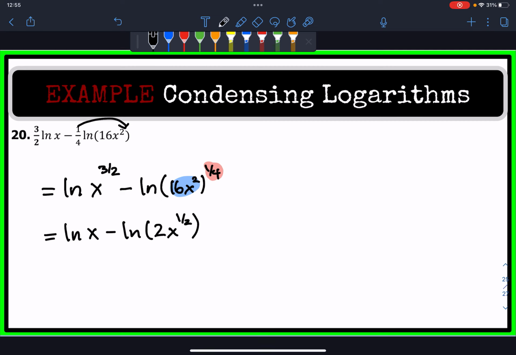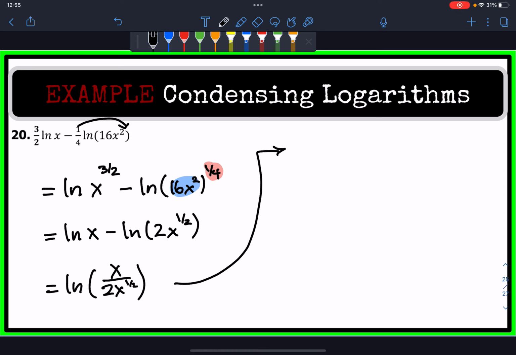Now to condense this, I will apply the quotient property. If I use the quotient property, this condenses it to the natural log of x divided by 2x to the 1/2. And now simplifying that answer, we divide the x's. So we have 1 divided by 1/2, and this is going to subtract those exponents. So 1 minus 1/2 is 1/2.